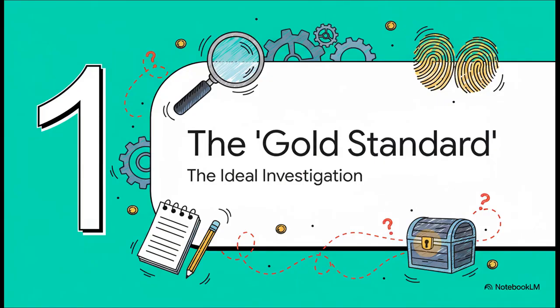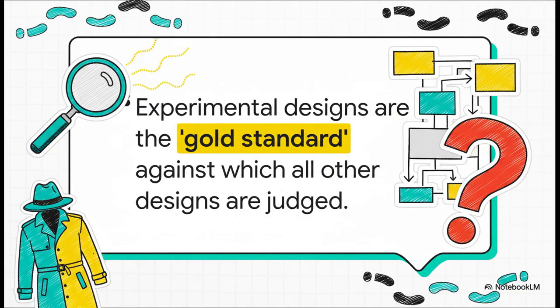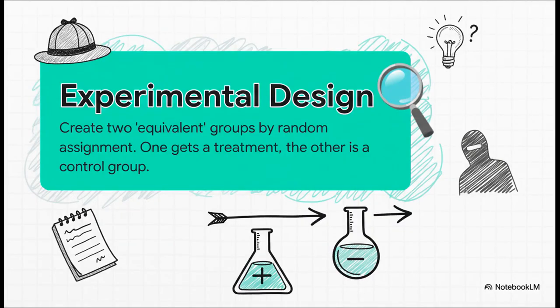Well, to isolate our main suspect and really prove causation, detectives have an ideal tool. It's called the experiment. And there's a reason it's considered the gold standard. It's specifically designed to rule out all those pesky confounding variables. It gives us the absolute strongest evidence you can get for a cause and effect link. Now, the secret sauce here is random assignment.